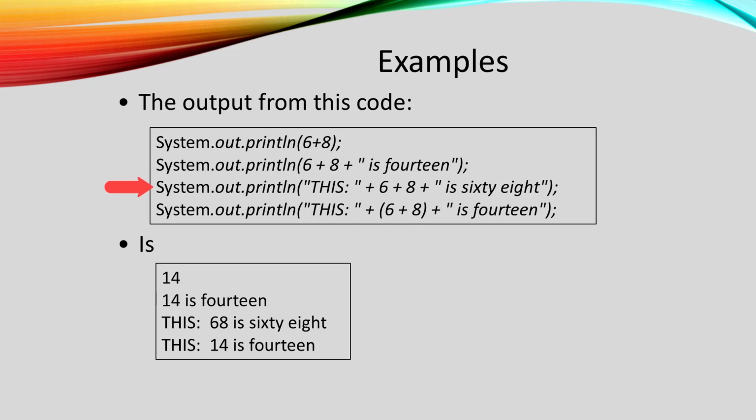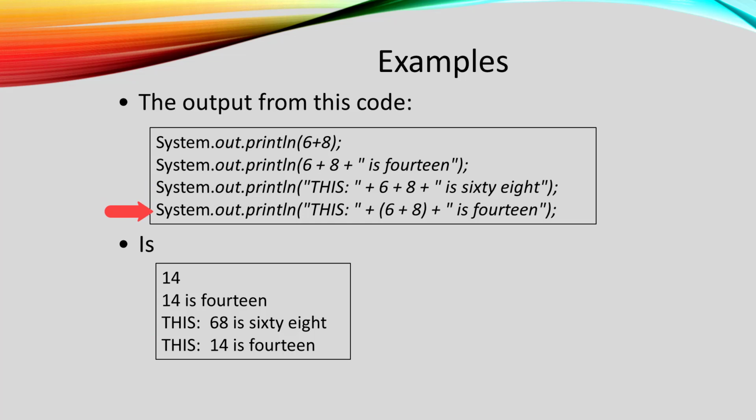In the third example, the first plus sign, executing them from left to right, has one operand that is the string "this: " with a space, and another operand that is a 6. Because I don't know how to do addition with that, that's going to be concatenation, and it's going to make the string "this: 6". The second plus sign is going to take that string and concatenate it with 8, because I don't know how to add those things, sticking the 8 onto the end of that string. The third one is going to take that "this: 68" and concatenate it with " is 68".